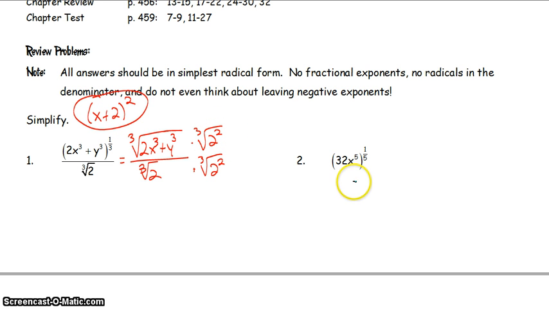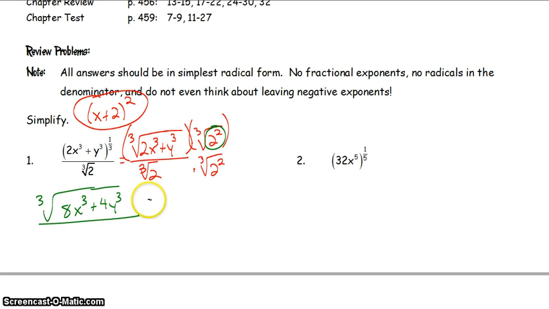Now, we're multiplying, and since these are both third roots, you can multiply this number in right here. You can multiply it into both pieces. So what happens is you get 2 squared, which is 4. So 4 times 2x cubed is 8x cubed. We still have the cube root plus 4y cubed. And then all over, this turns just into 2. And that's the final simplified answer for this problem.